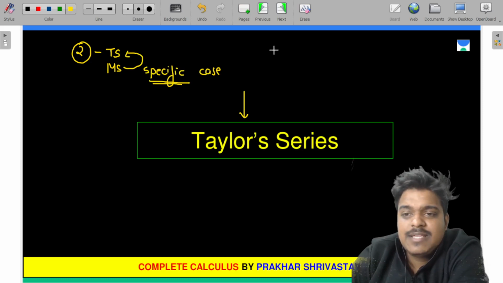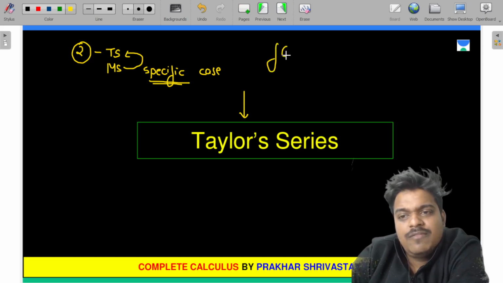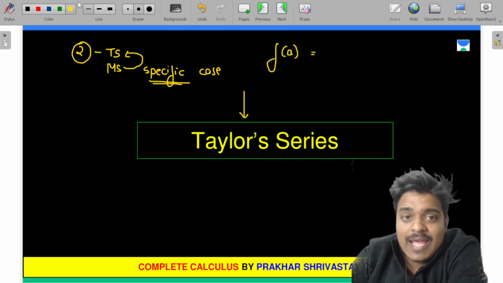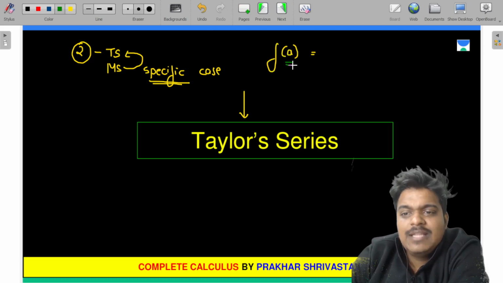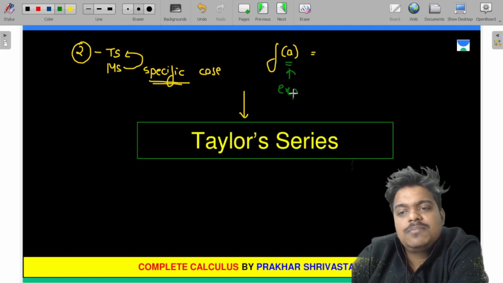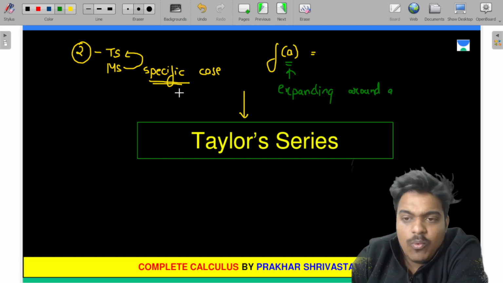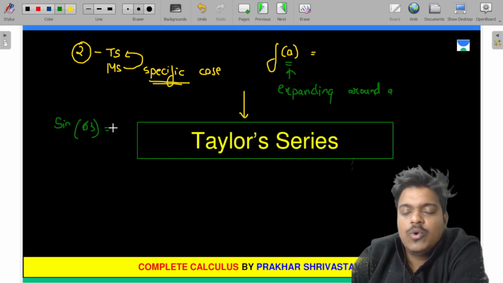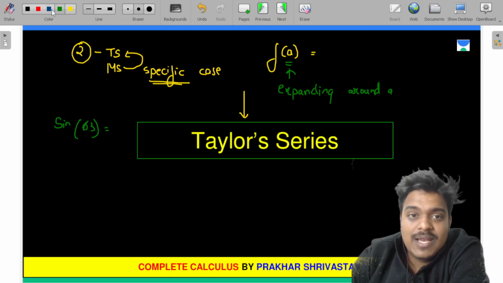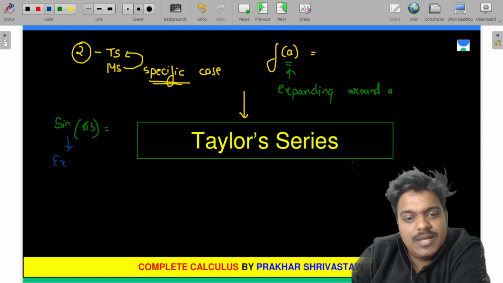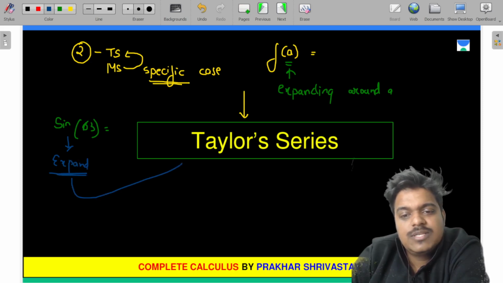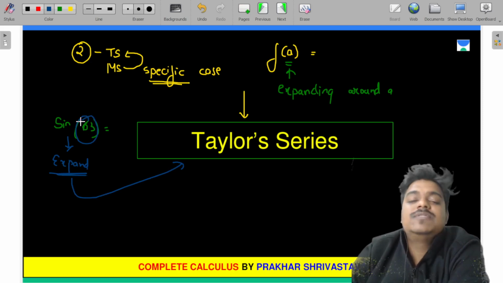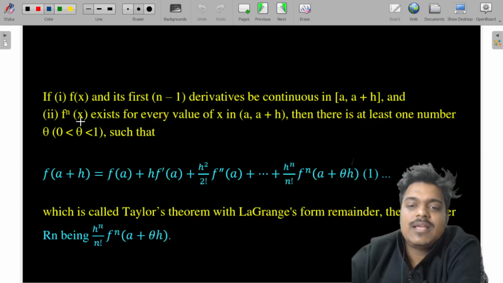Now Taylor series is basically, if we need to calculate the value of the function at a, we are actually expanding the function around a. So now what happens, suppose I need to calculate the value of sine 63 degree. Now how will you calculate? You don't have a calculator, so how will you calculate it? Basically you will expand this function around 60 using Taylor series, and then you will get the value. So let us take the formal journey.